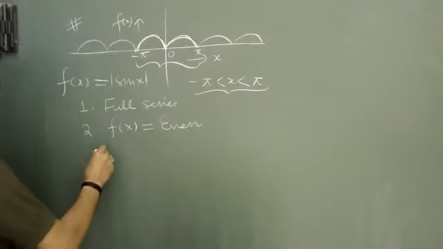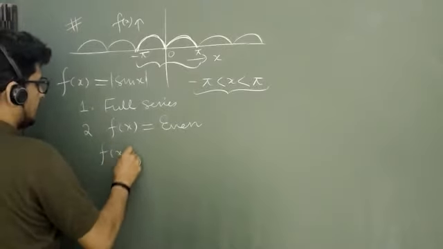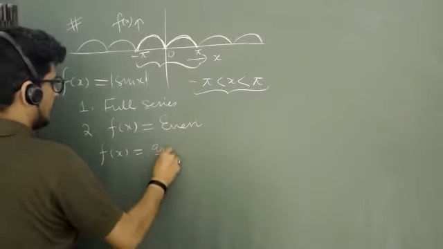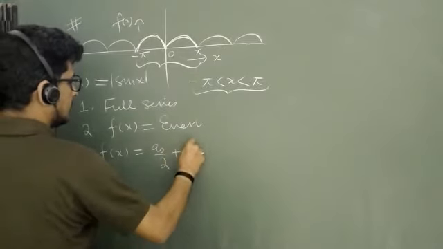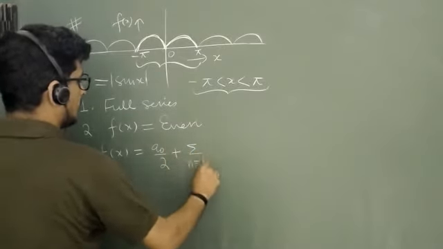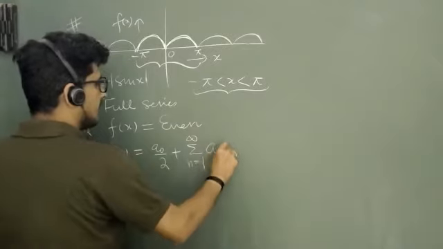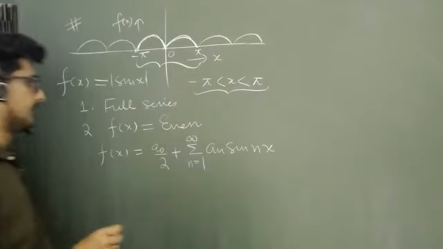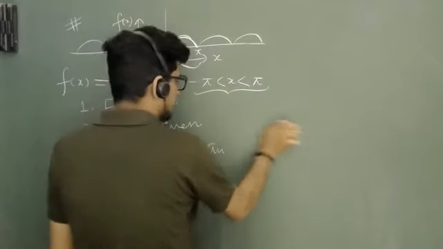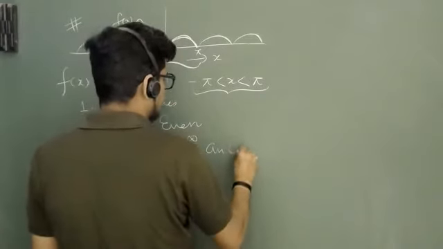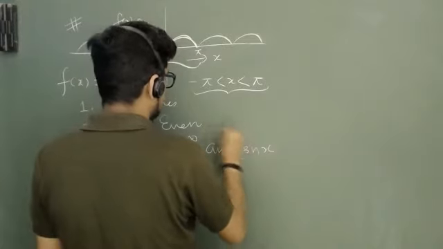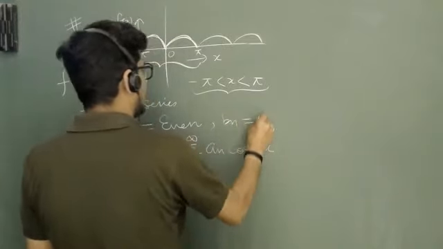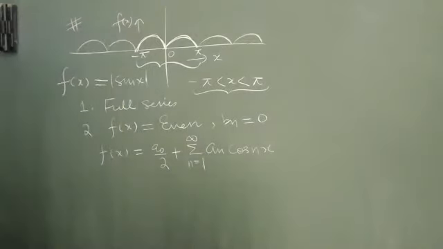Correct? Now, if I say that f(x) for this function will be a naught by 2 plus summation n equal to 1 to infinity a_n cos of nx, can I say this? Because the function was even, all of the b_n's, which are coefficients of sine nx, will become 0, right?